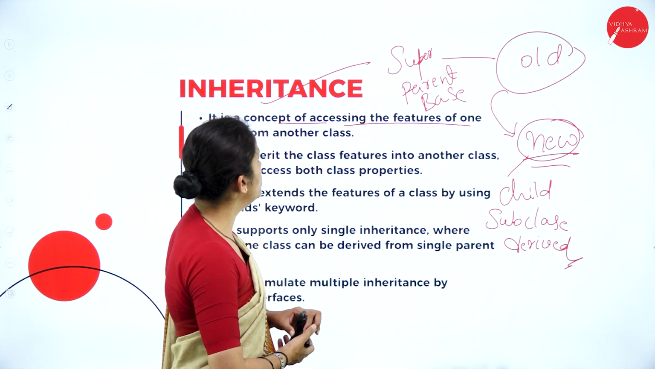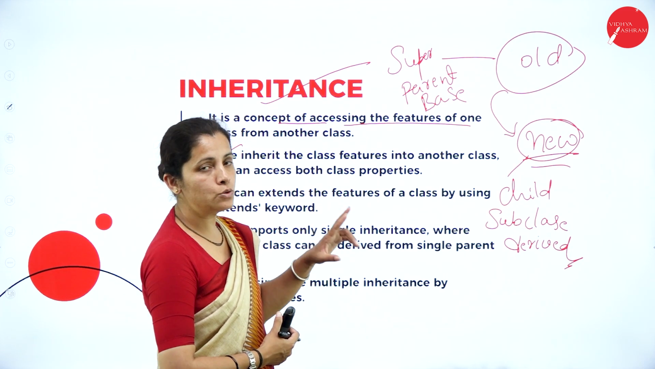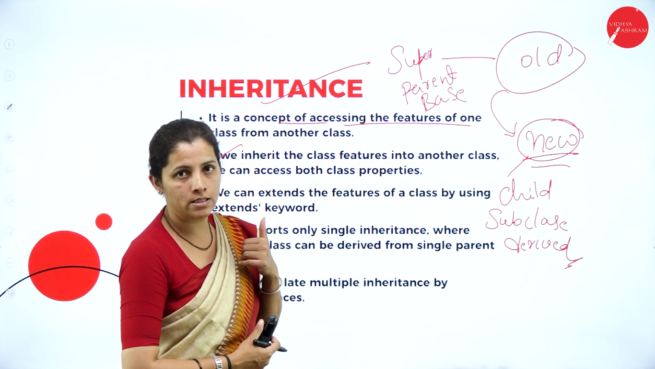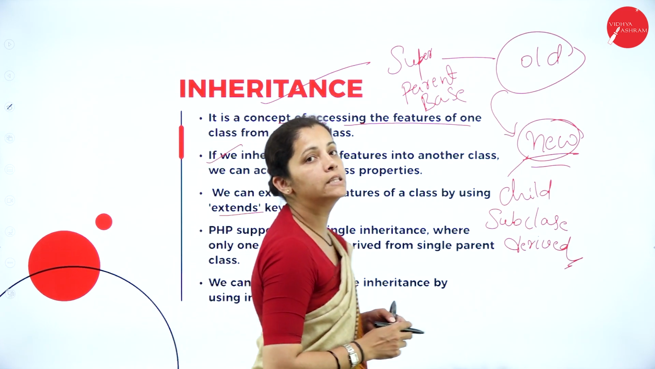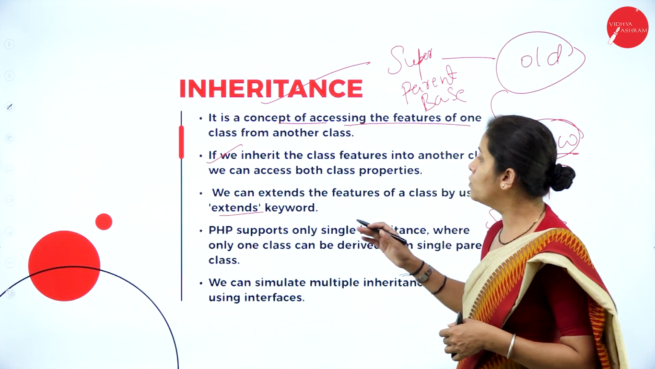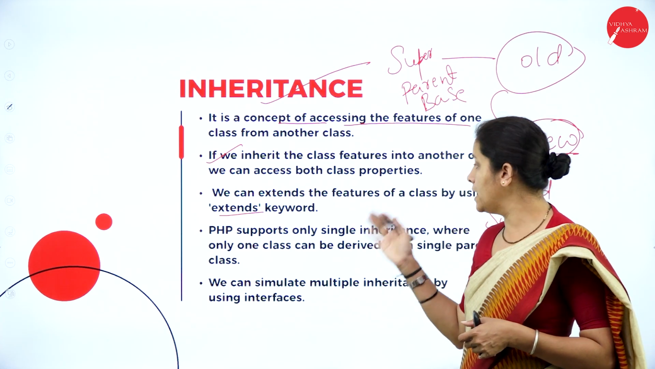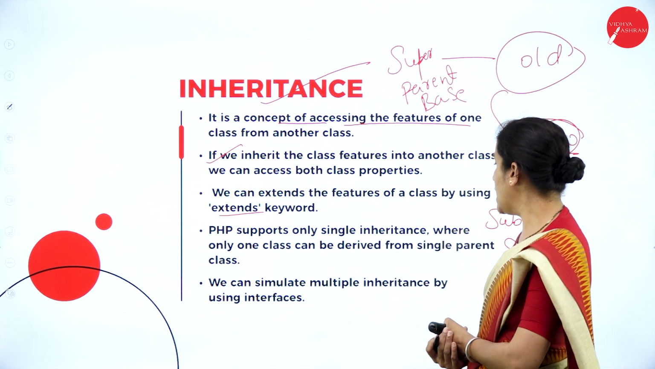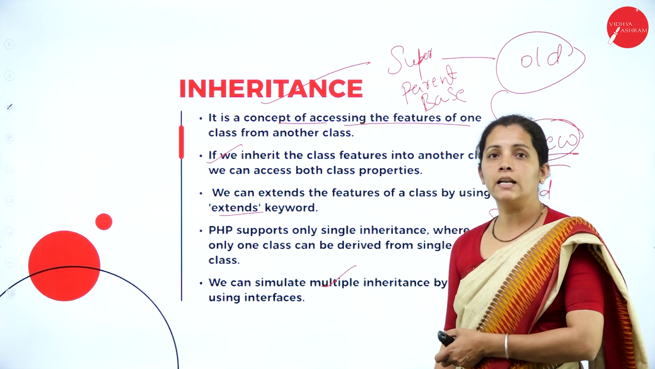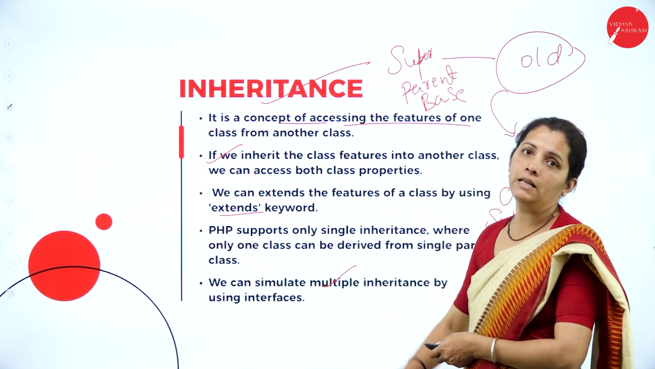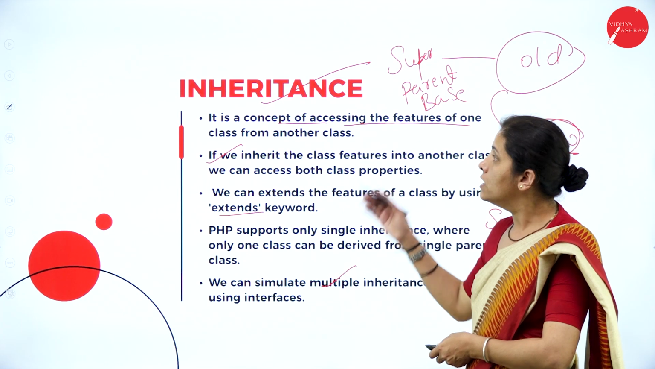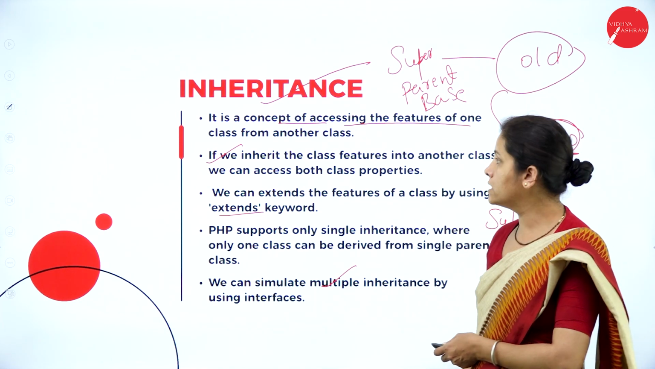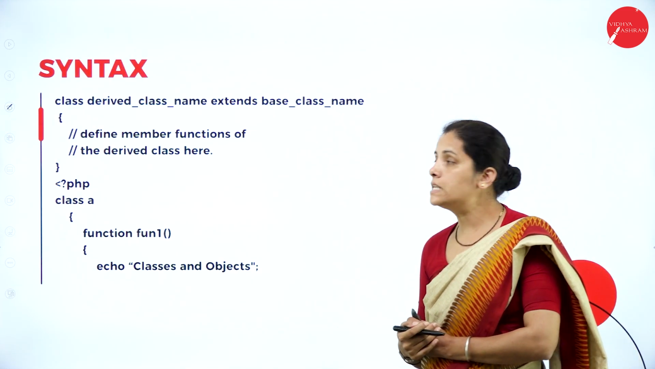If I want to inherit the features from one class to another, what do I want to do? I want to extend the parent class to my child class. So I'll go with the extends keyword. In PHP, we can have only single inheritance. Even multiple inheritance can be achieved by using multiple single inheritance. So, to implement inheritance in PHP, I'll go with the extends keyword. Now, let's discuss the syntax here.